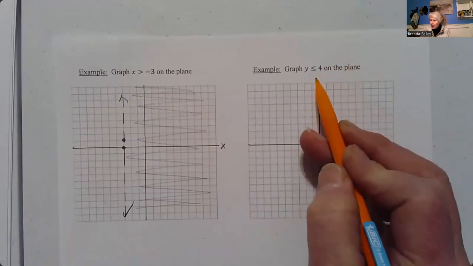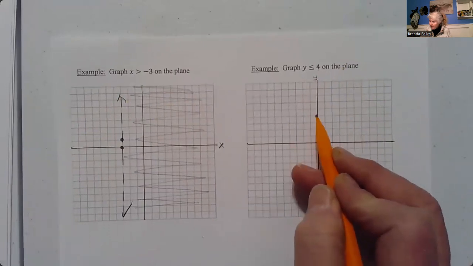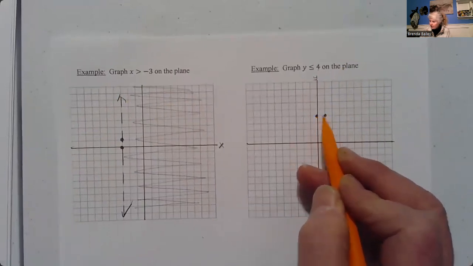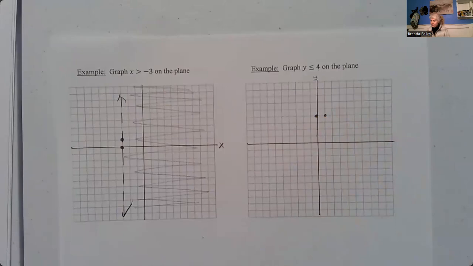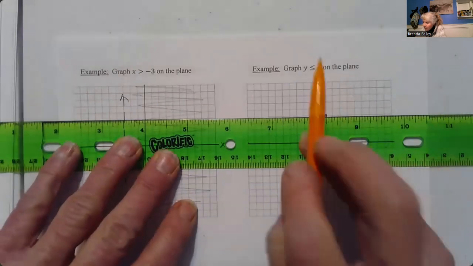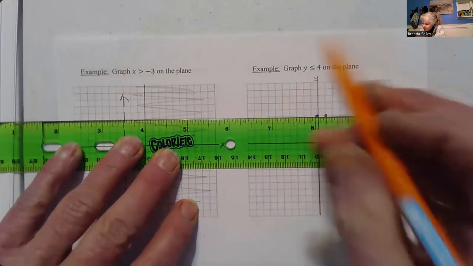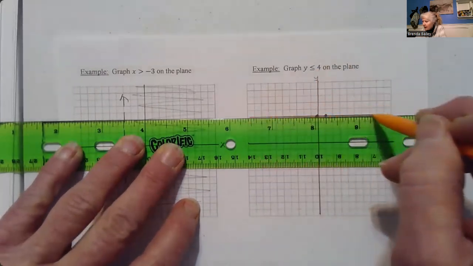It will hit the y-axis at 4. So you go up here, make a dot, and then just make a dot so that you create a horizontal line when you're using Pearson. Solid or dashed? Well, you've got the equal underneath, so it's solid. That means that the solutions can be found on the line itself.